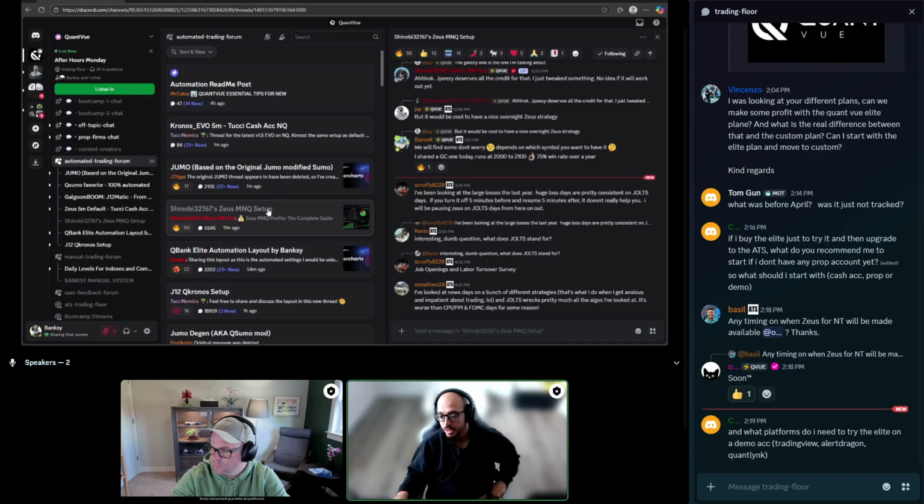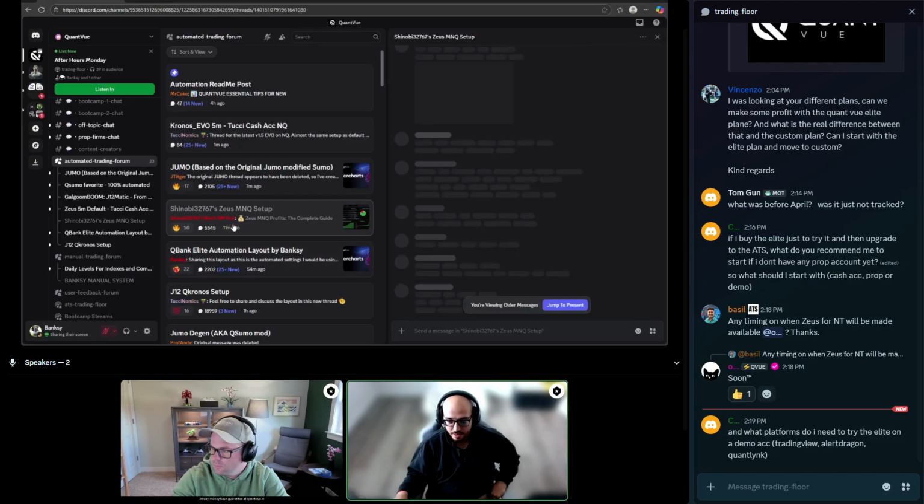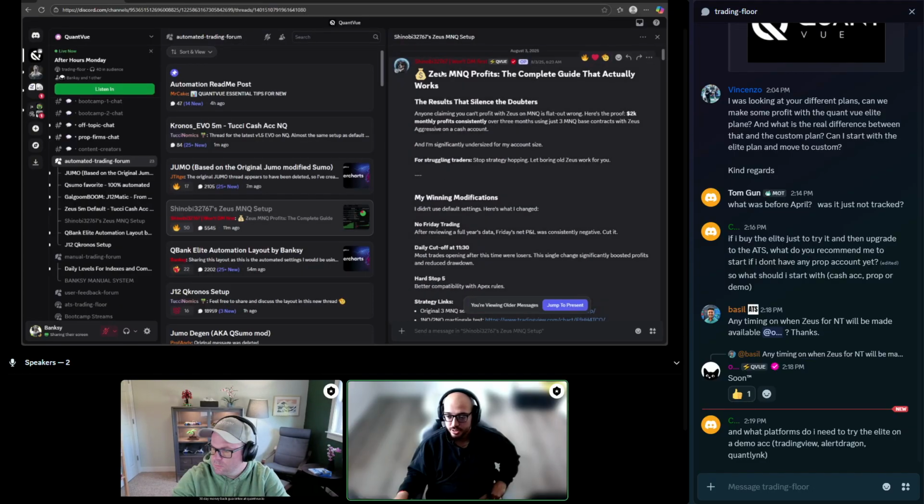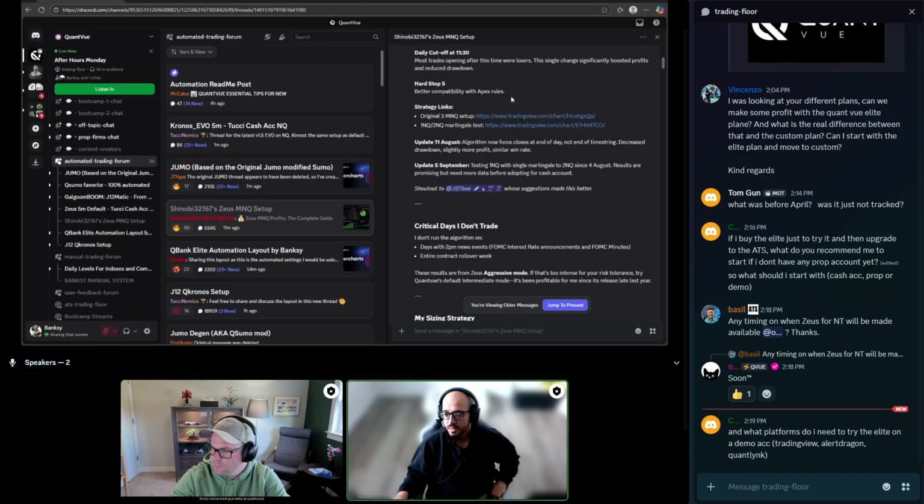So, for example, Shinobi's QZeus MNQ setup. If you wanted to trade his exact setup, there's an entire forum about it. The original post has a description of exactly what changes he made and what sizing he used, and then they also have a strategy link. This will essentially automatically populate settings for that strategy onto your own account, to where then you just need to automate it and you have those same exact settings, right?